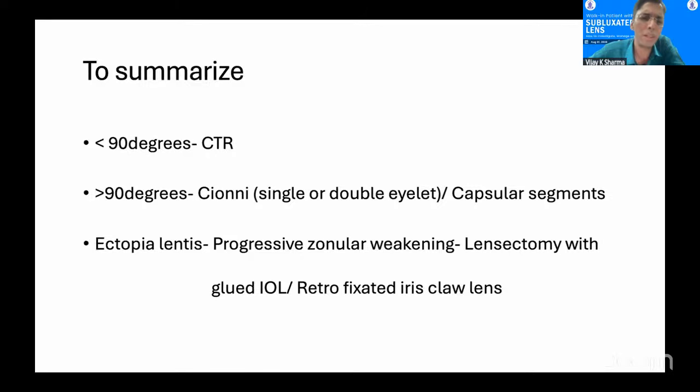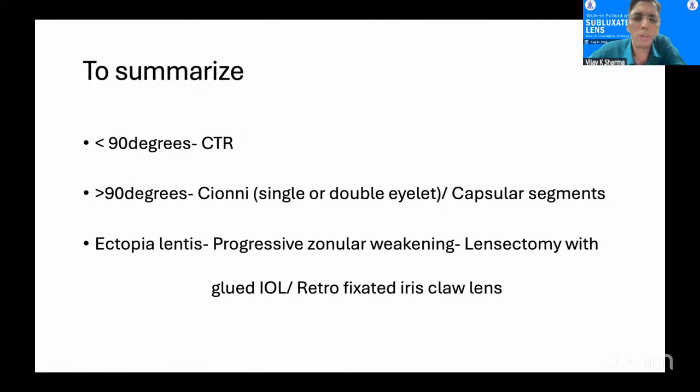So if the subluxation is, say, less than 3 clock hours, you can go ahead with a CTR. If it is 3 to 6 or maybe up to 8, you can go with a single or a double eyelet CTS, or you can put a CTR. Along with that, you can put capsular segments in the zone of dialysis.